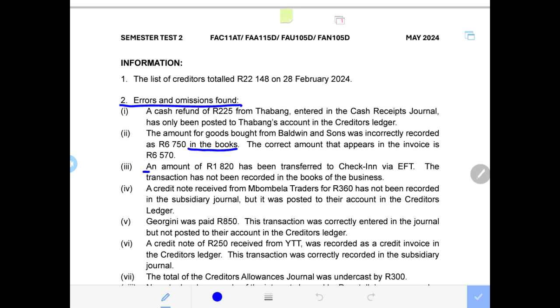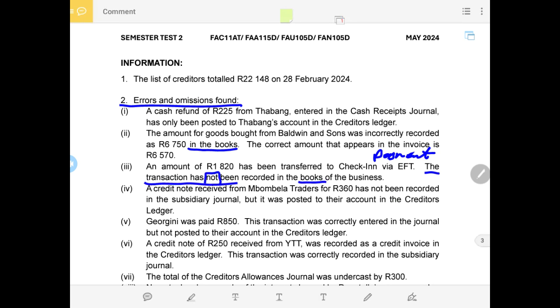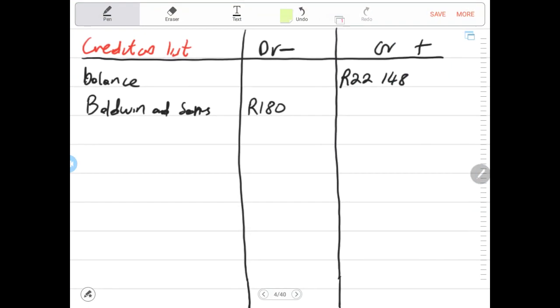Number 3 says an amount of 1,820 has been transferred to Checkin via EFT. So this is a payment to our creditors. Let us check if we pay correctly. It says the transaction has not been recorded in the books of the business. Remember, the books of the business are the creditors control ledger account and the list of creditors. So now we must record it in the books.